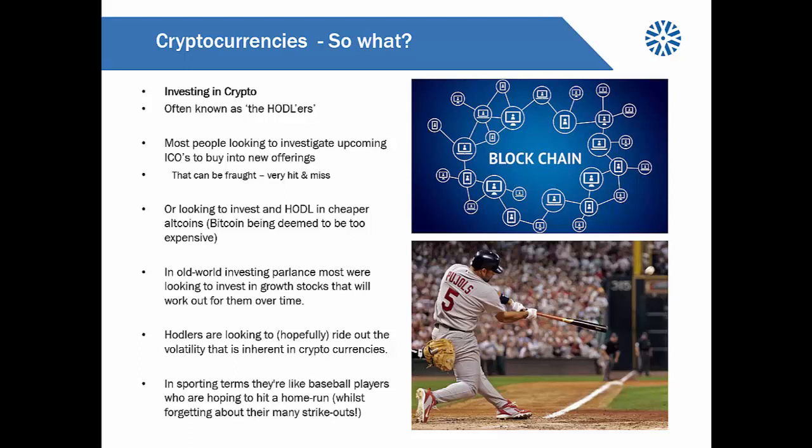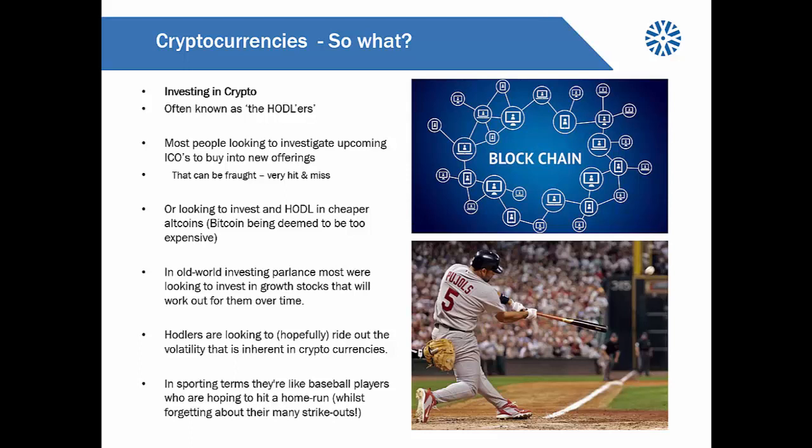But it can be very hit and miss. It can be a little bit fraught, because you're trying to work out which ones are actually going to take off and which ones will perhaps just go sideways. Or very often people would look to invest and hold in cheaper altcoins because Bitcoin was deemed to be too expensive. In old world investing terms, this was equivalent to people looking to invest in growth stocks that will work out for them over time. Those investors aren't really too worried about the volatility that we have seen in cryptocurrencies, although that is debatable.